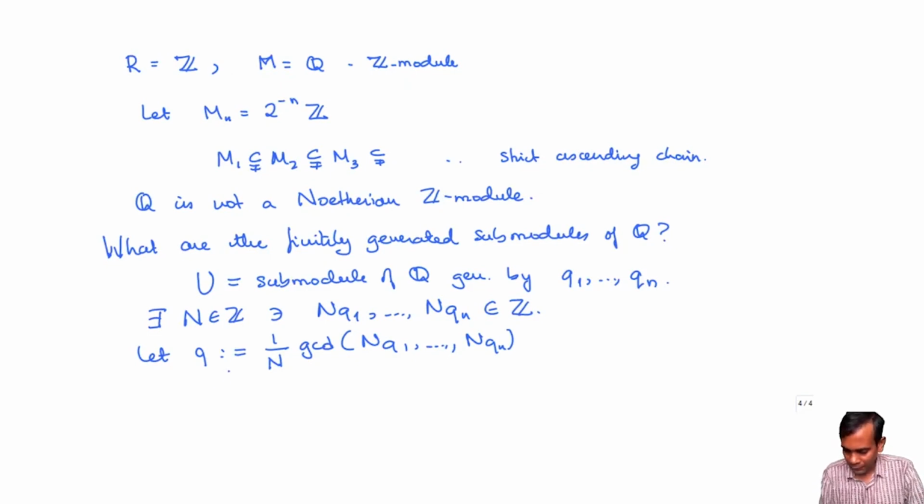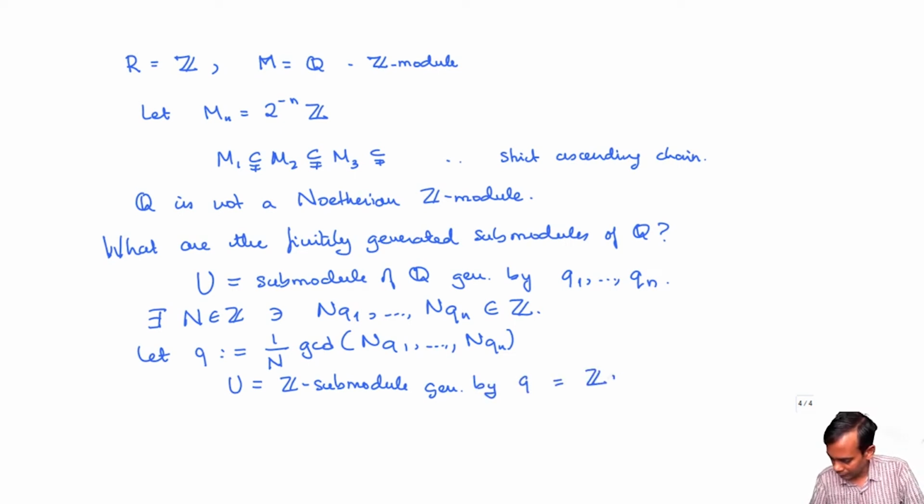Then I leave it as an exercise to you to show that U is just the Z submodule generated by q, i.e. U is just Z times q, all the integer multiples of q. So every finitely generated Z submodule of Q is just generated by one element.